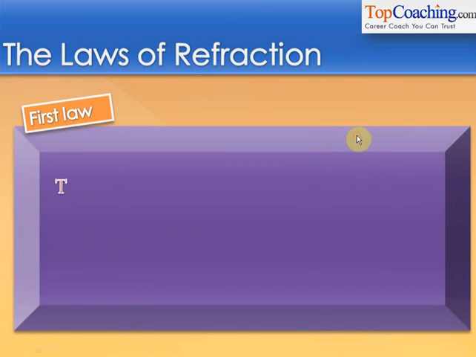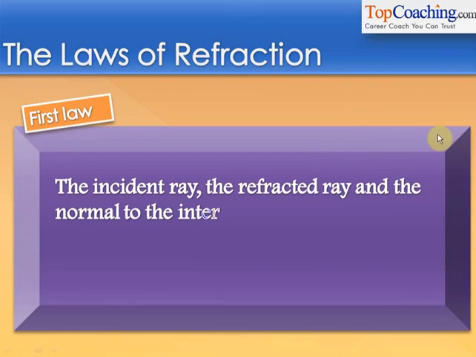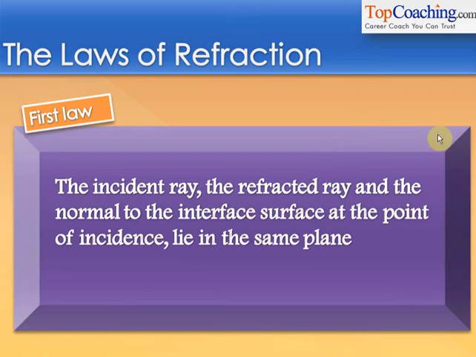Here's the first law of refraction. The incident ray, the refracted ray, and the normal to the interface at the point of incidence lie in the same plane. So this law is very similar to the first law of reflection. Even in the case of reflection, the incident ray, the ray striking the mirror, the reflected ray, the ray coming out of the mirror, and the normal lie in the same plane, isn't it?